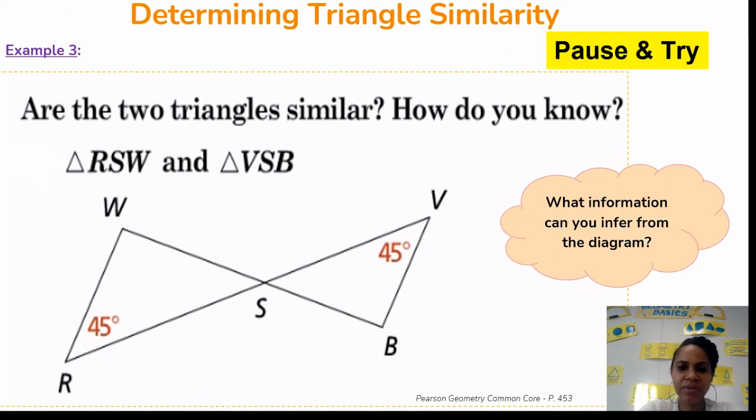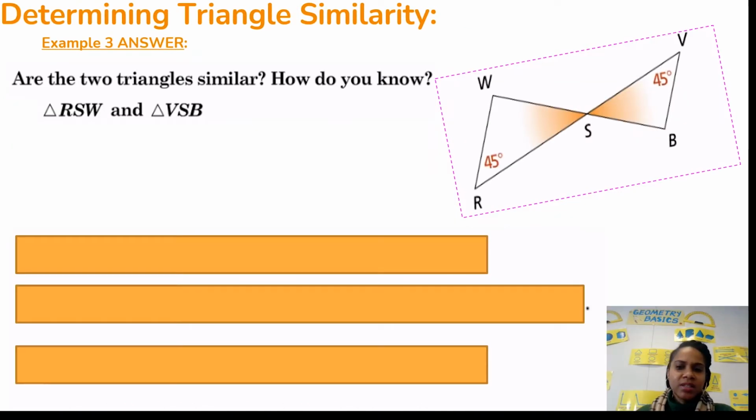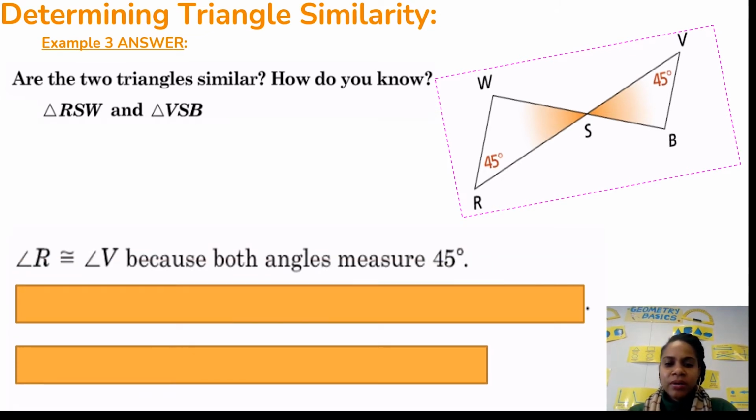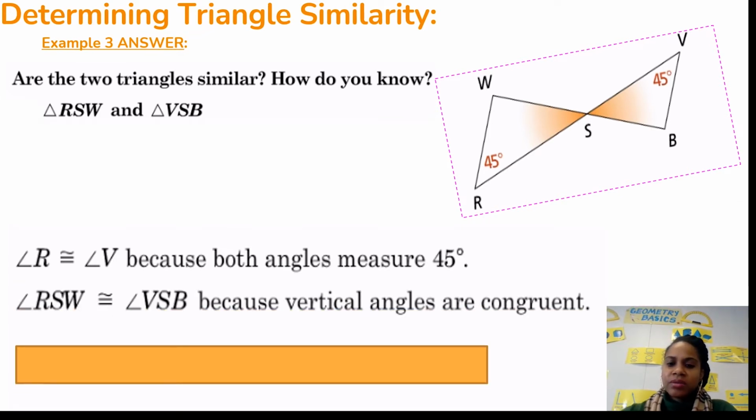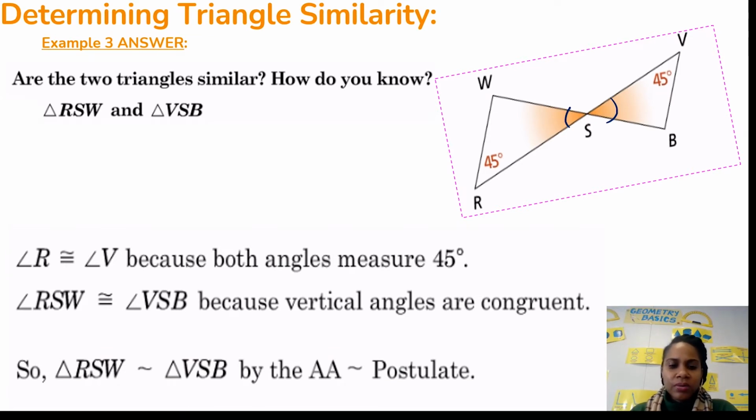All right, so I would like for you to try this problem on your own and ask, are the two triangles similar, and how do you know? So go ahead and pause the video and try to see if you can prove that these two triangles are similar. So let's see if you got this problem correct. R and V, those angles are both congruent because they measure 45 degrees. These two angles here are vertical angles, so they are congruent. And so yes, these two triangles are similar by the AA postulate. So I hope you got that correct.